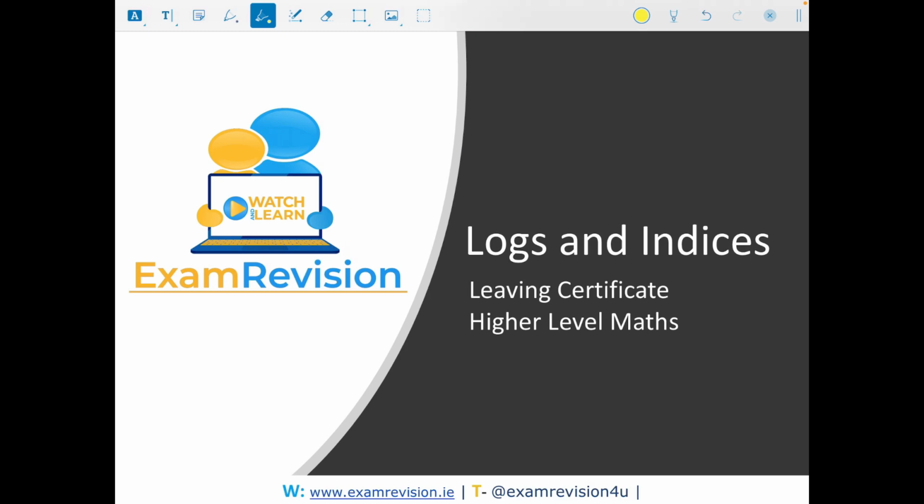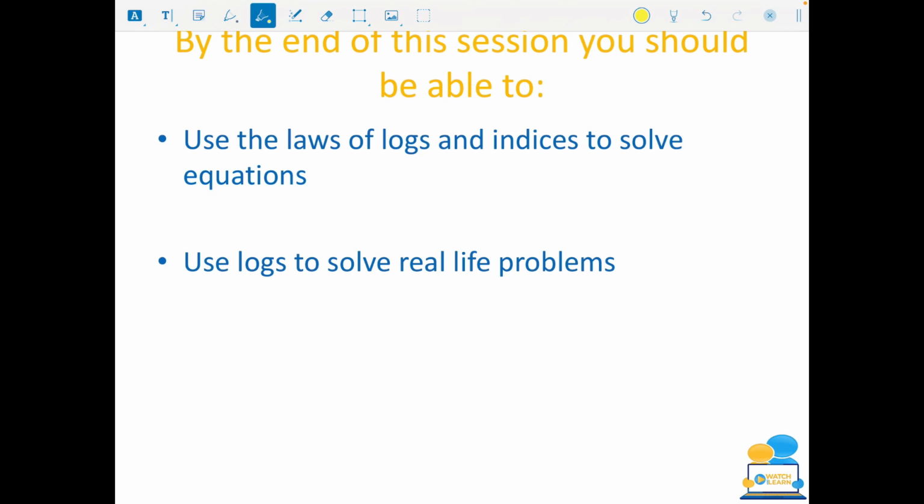So today we're going to look at the topic of logs and indices for Leaving Cert higher level maths. By the end of this session, what should you be able to do? Hopefully you'll be able to use the laws of logs and indices to solve equations. All of these rules are given to you in your formula book, so we're just going to practice using them. There's very little you need to learn off by heart for this chapter.